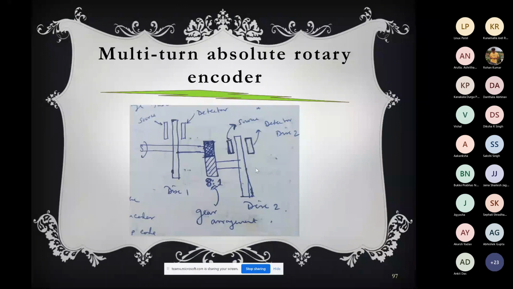So here it will give the exact angular displacement, and here it will give after how many full rotations this angular displacement is happening. So suppose you have a second position, then you have 360 into 2, that is 720, plus whatever angle is coming from this one. That will be the angular displacement of the shaft. So this way we can measure the multi-turn. Okay.